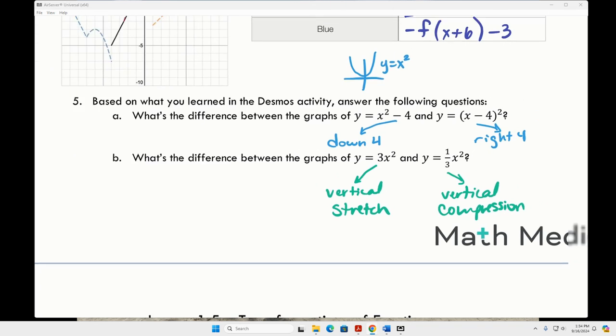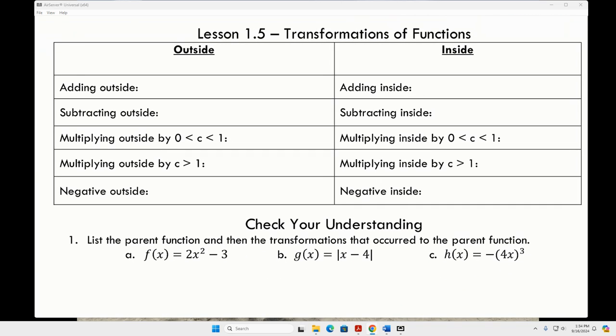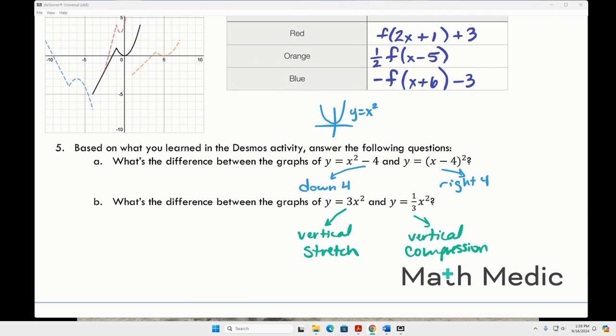Okay, so let's flip over and look at the table on the other side. That's going to have all the different transformations. And I've divided them into when you do something on the outside of f of x and when you do something on the inside. So do you guys remember, or even like here, whenever it was on the outside, like the -4 and the 3, did that change the function vertically or horizontally on the outside?